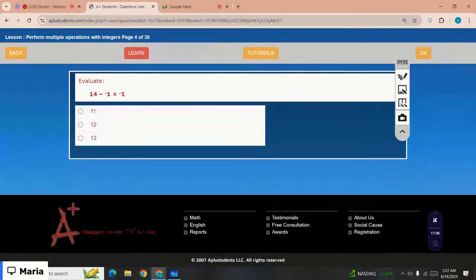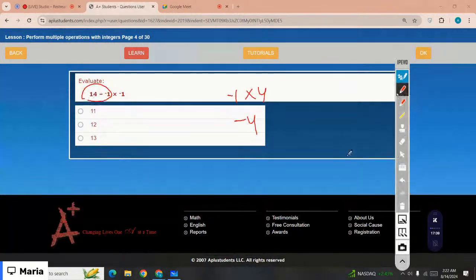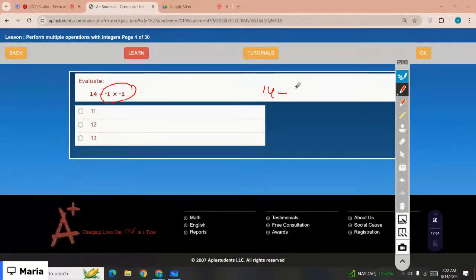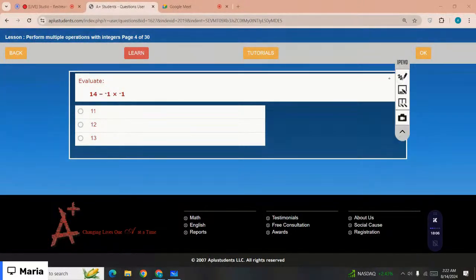Okay, the next one is evaluate 14 minus negative 1 times negative 1. Multiplication has the higher priority, so the first thing to evaluate is multiplying negative 1 times negative 1. That makes the 1 positive. Then you have to do 14 minus 1. So the correct option is 13. Option number 3 is the correct option.